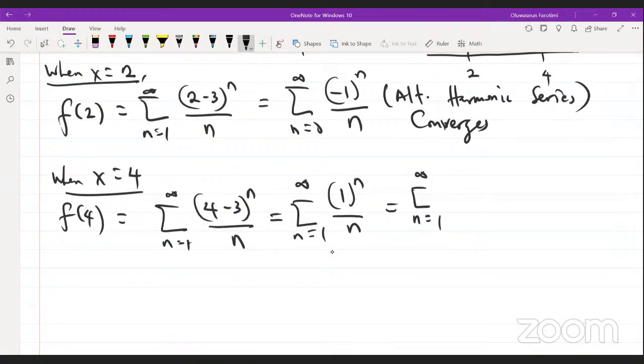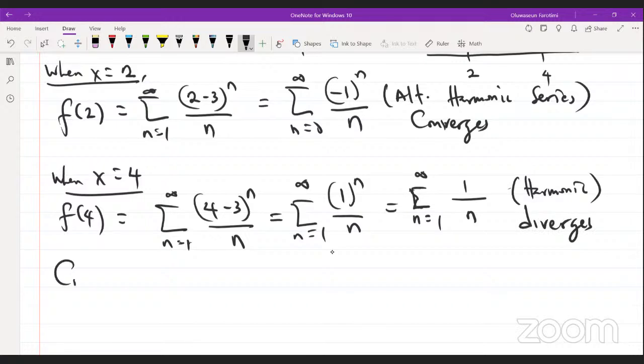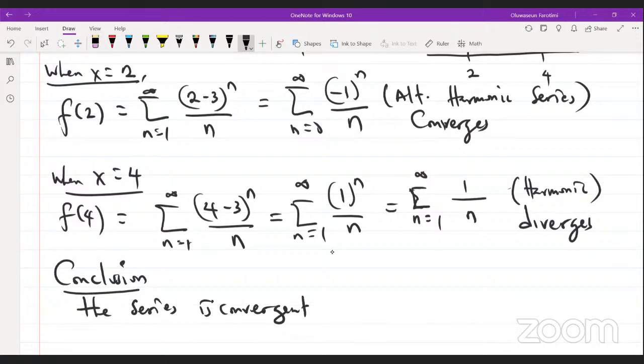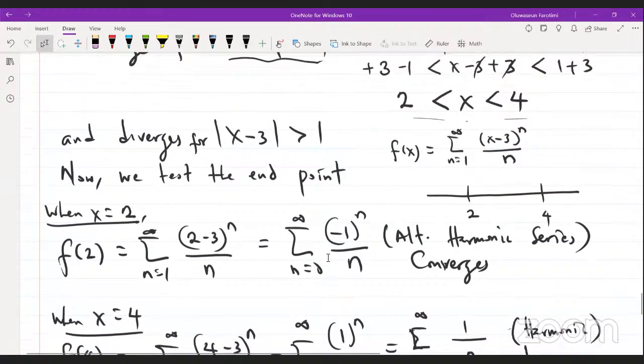n from 1 to infinity. This is 1 over n. Talk to me, guys. What is this series? This is the harmonic series. What is the behavior of the harmonic series? It diverges. So what's going to be my conclusion? My conclusion is that the series is convergent.